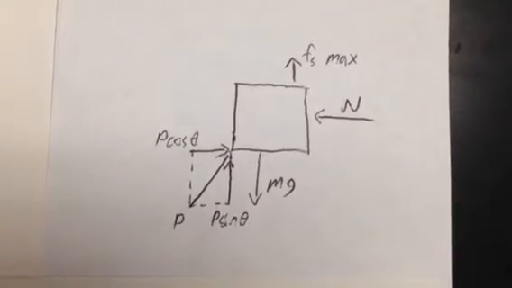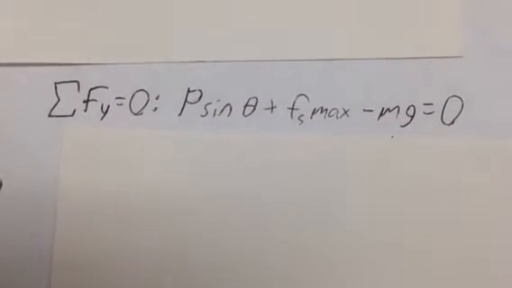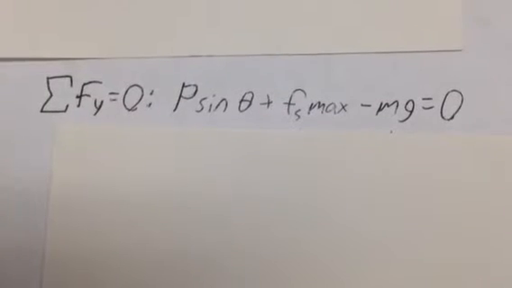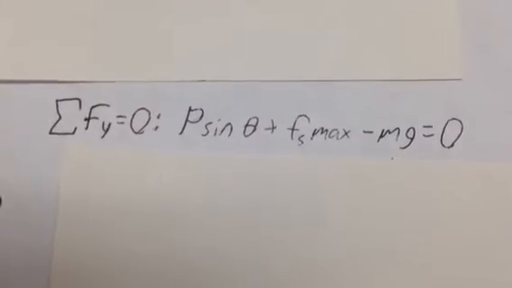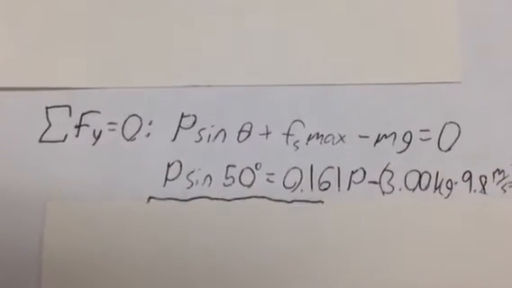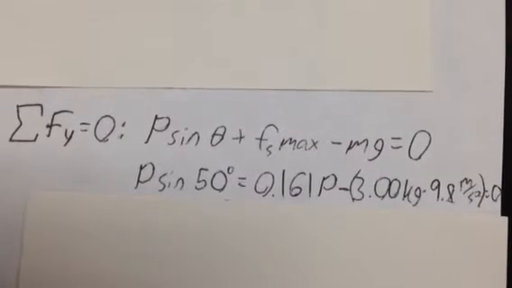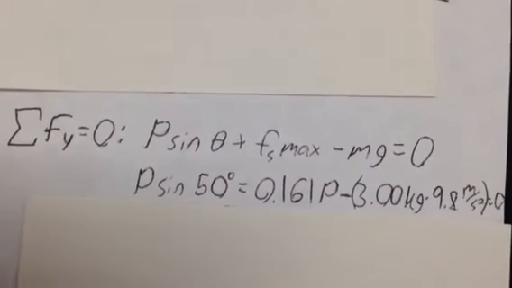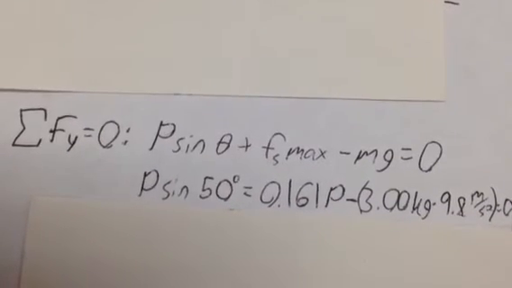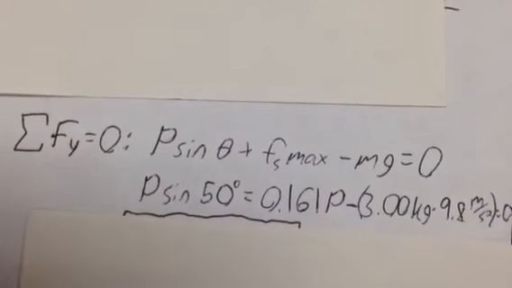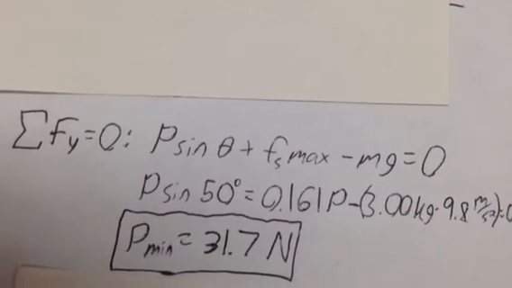So to find the minimum force, all of the forces are exactly the same as before, except friction is pointing up. So just like before, all of the forces in the y direction equals 0, except this time it's P sine theta plus the friction minus mg equals 0. So plug in all your values again, you get P sine 50 degrees plus 0.161 P minus 3 kilograms times 9.8 meters per second squared equals 0. And you get as P minimum 31.7 newtons.